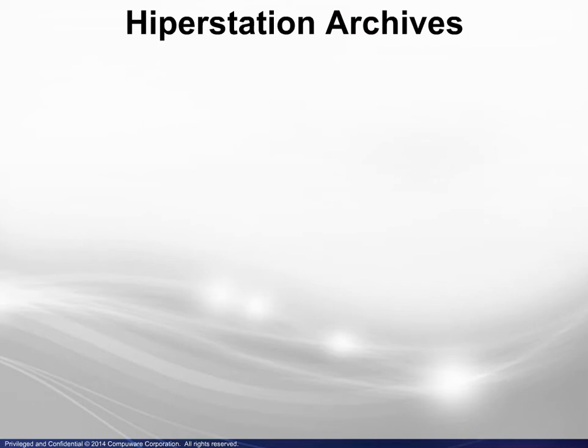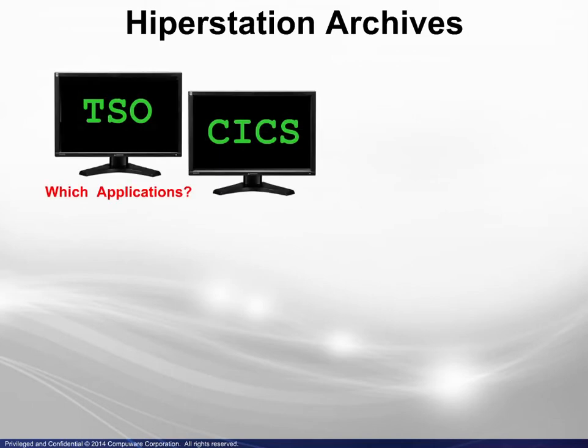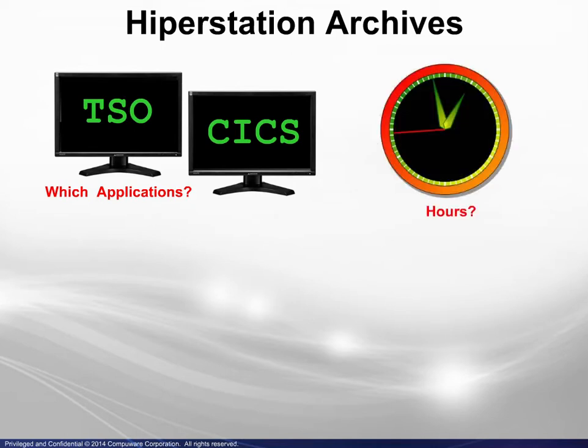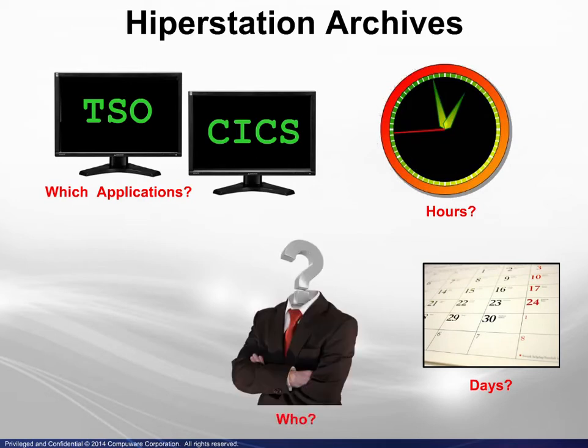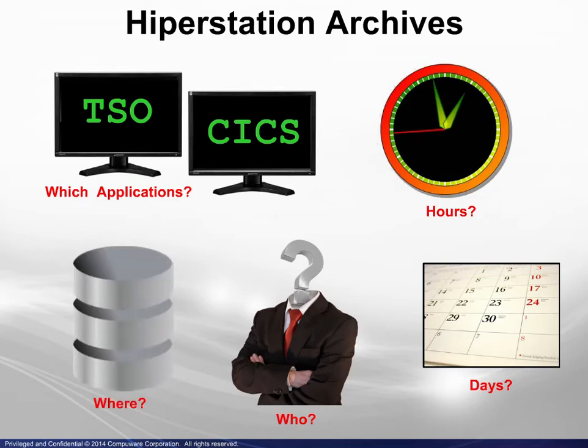There are 5 major elements to specify for an archive. Which applications should be monitored? The most common are TSO and CICS. What hours during the day should the monitoring be done? Which days should be included in the monitoring? Whose activity should be monitored? Finally, where should the information collected be stored?